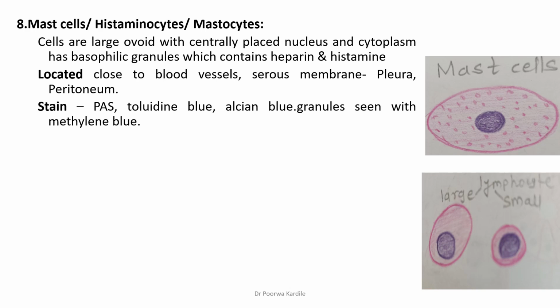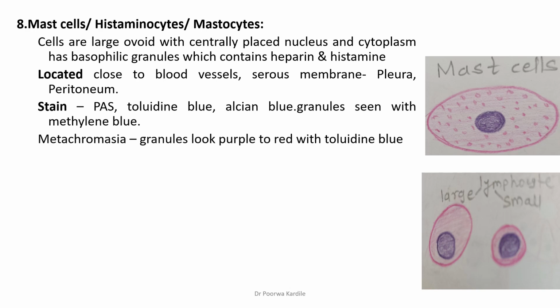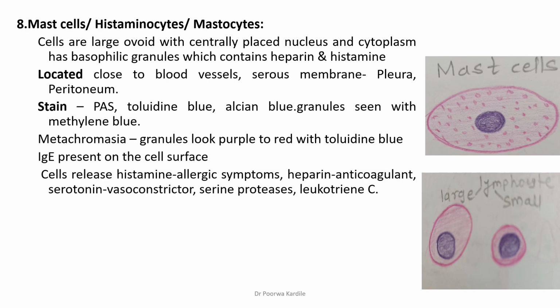When we stain them with toluidine blue or Alcian blue, the granules are seen blue in color, with methylene blue also, and they show metachromasia. Metachromasia means the granules look purple to red with toluidine blue, and they have immunoglobulin E present on the cell surface. As we have earlier discussed, the granules contain heparin and histamine.